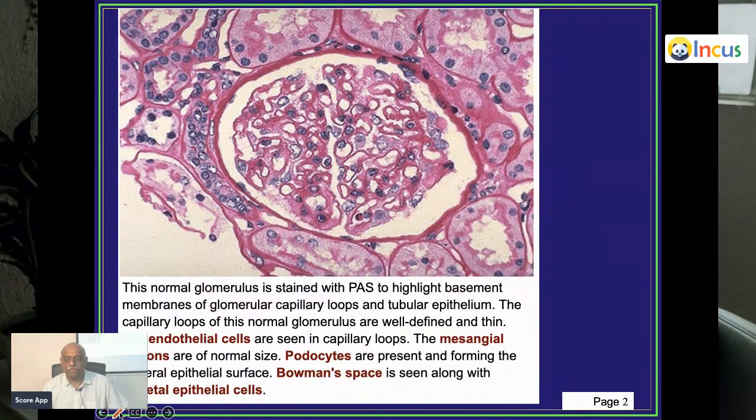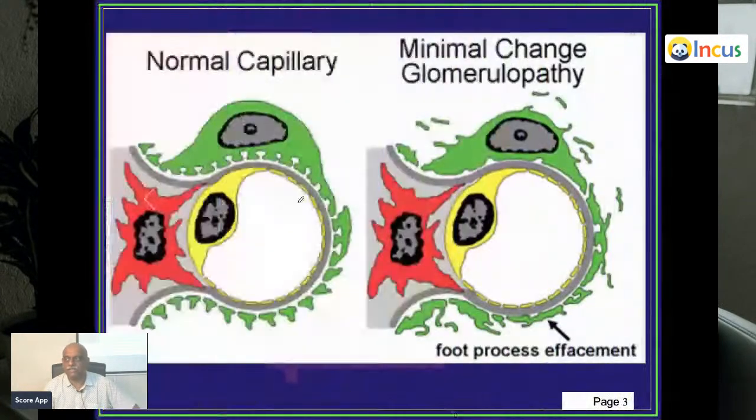So, this is what you need to have as a mental picture, doctor. This is a normal PAS stained glomerulus. It stained the glomerular basement membrane and also the capillary loops, right? All these capillary loops are also stained. And you can see the endothelial cells inside these capillary loops, and the Bowman's capsule with parietal epithelial cells is what you are able to see. So this is a normal capillary.